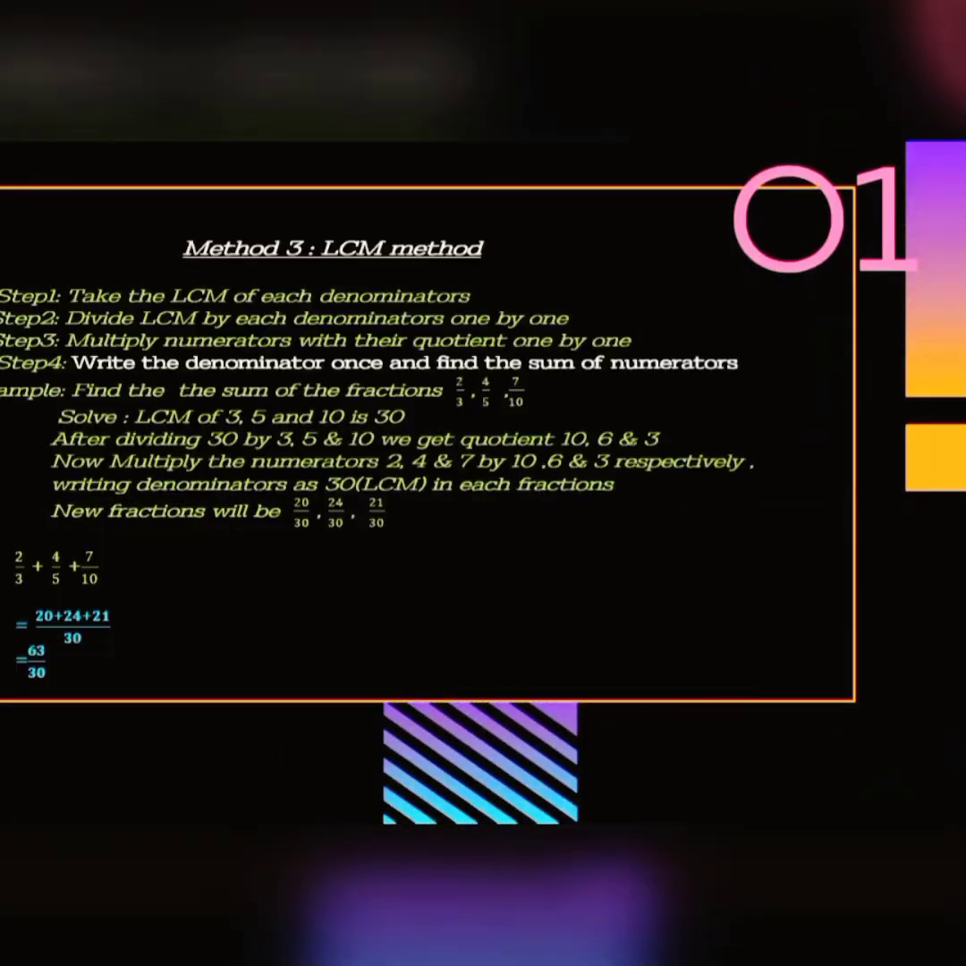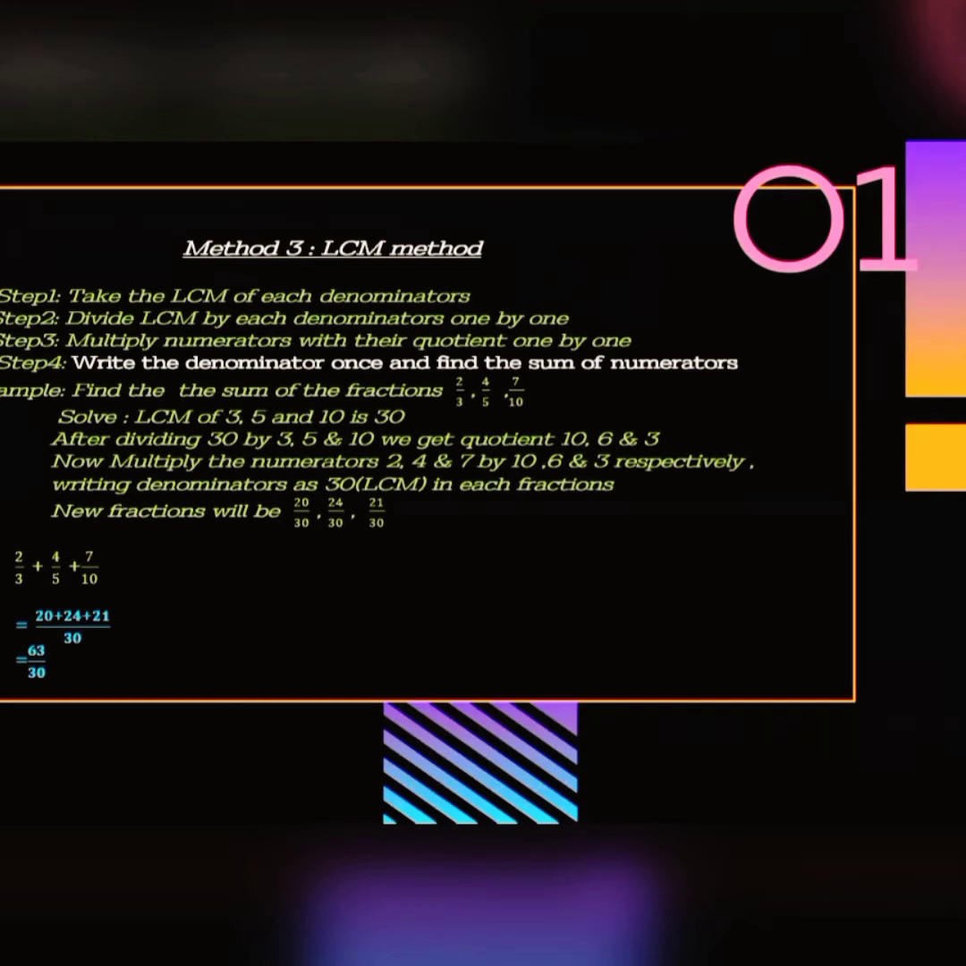Now, the third method is the LCM method. So you need to follow these steps. Step 1, take the LCM of the denominators. Step 2, divide the LCM by each denominator one by one. Step 3, multiply the numerator with their quotient one by one. Step 4, write the denominator once and find the sum of the numerators.